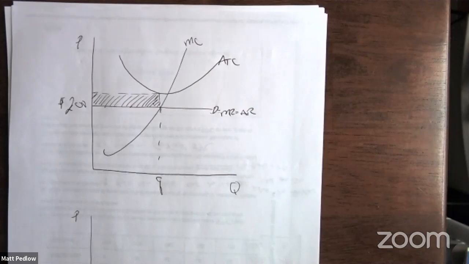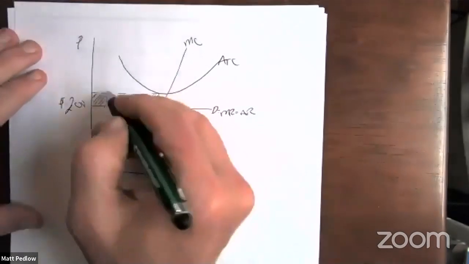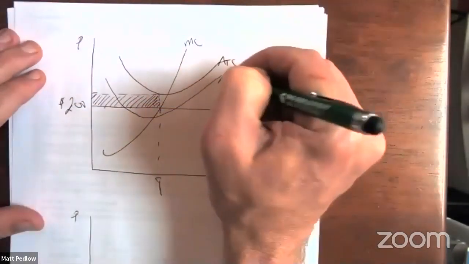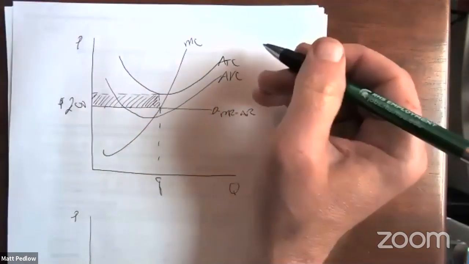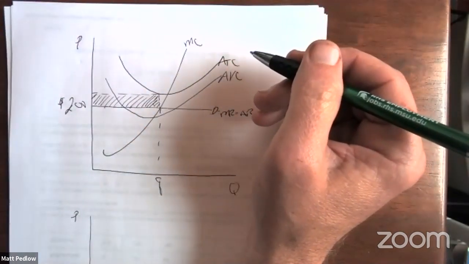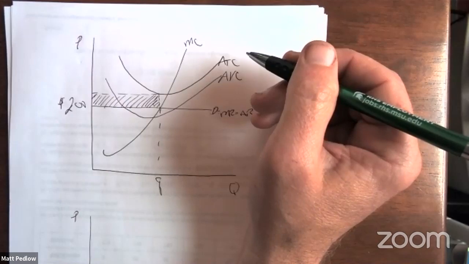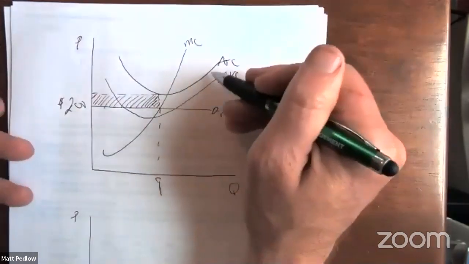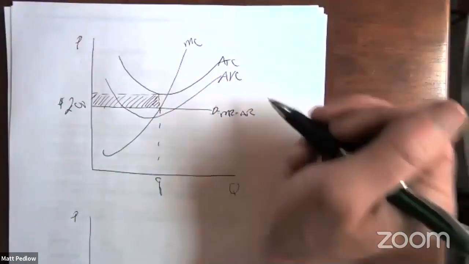In all honesty, what curve should you also have on here if you want to be really good? And it is your average variable cost curve. And why is that? Because you want to show them that Brody is still operating. Now, would you have to? Well, if they don't have it on there and they're saying that Brody is still operating, then obviously you don't need it.